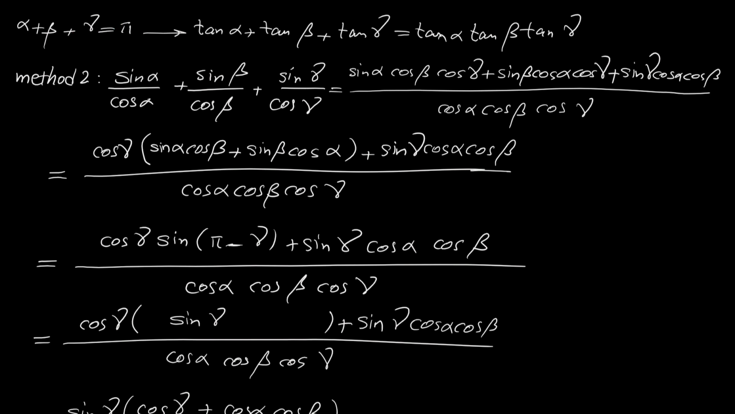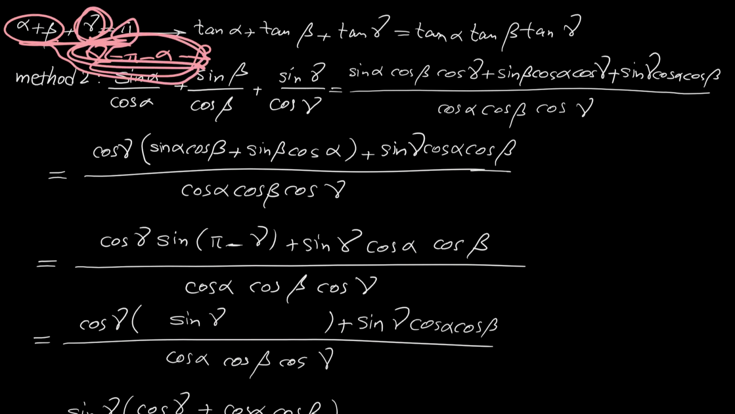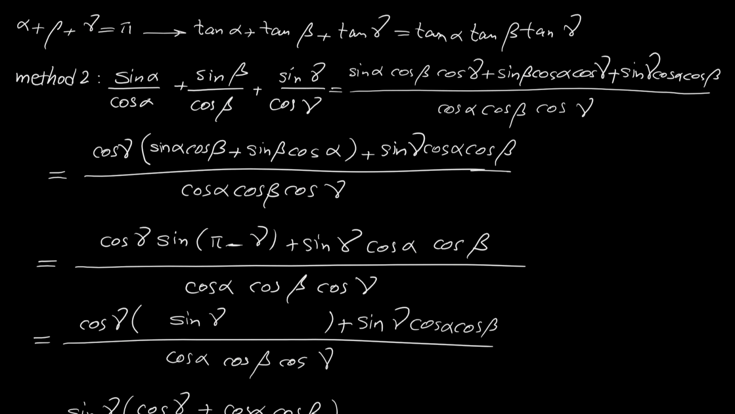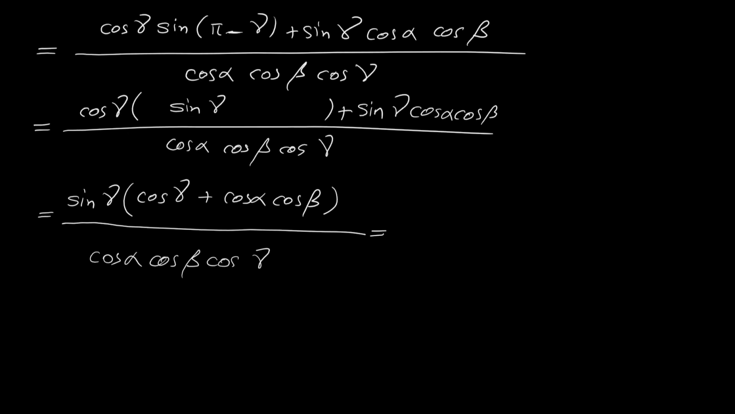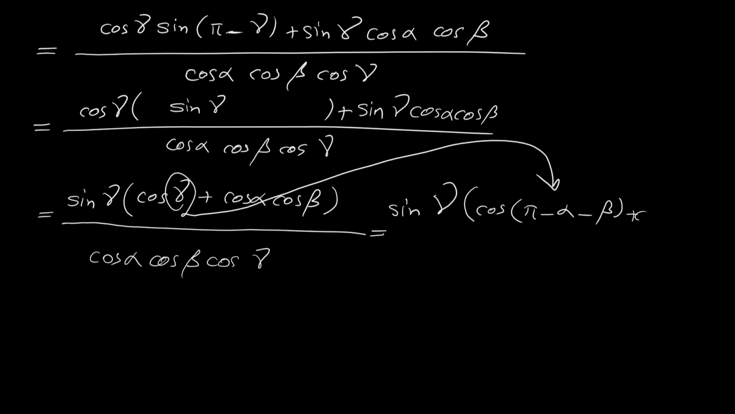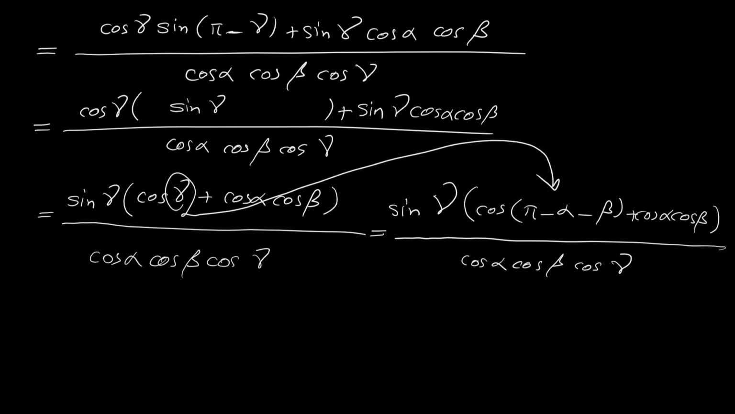So from this relation, gamma is pi minus alpha minus beta. If we move this to the other side, gamma is pi minus alpha minus beta. So here I want to substitute this gamma with pi minus alpha minus beta. We substitute the angle gamma with pi minus alpha minus beta, and we keep cosine alpha, cosine beta here, all over cosine alpha, cosine beta, cosine gamma.